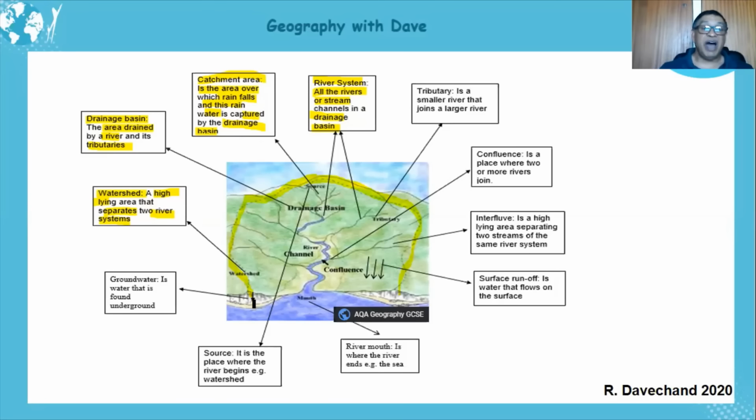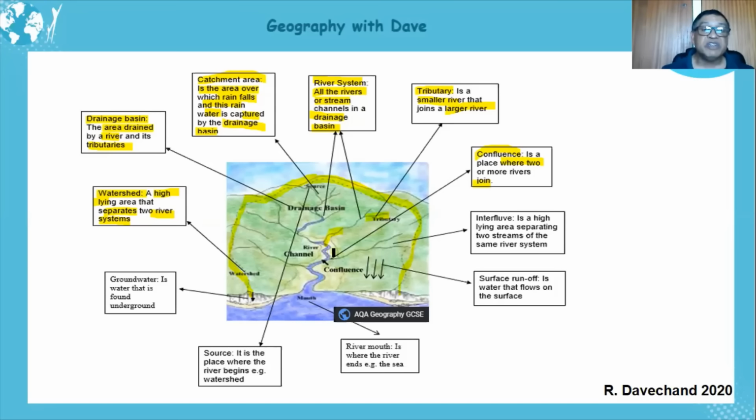Now, other concepts that you would look at: a tributary, which is a smaller river that joins the larger river. Can you see here? We have one here. That is your tributary joining in. We have one here. There's your tributary joining in here, into the main river. Can you see it? That is your tributary. Now I want to look at the word confluence. It is a place where two rivers or more join.